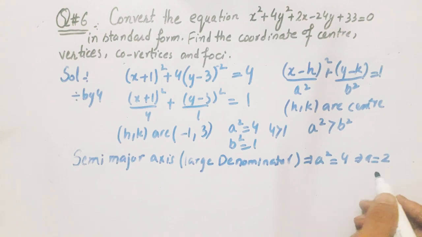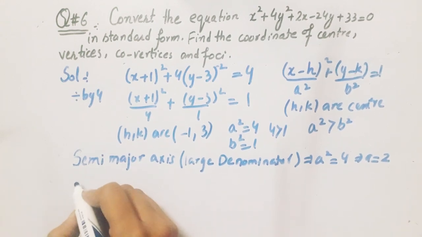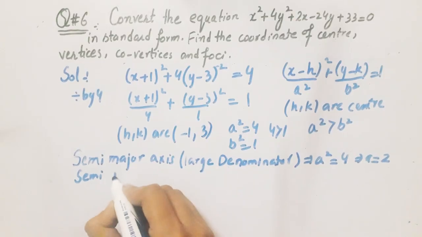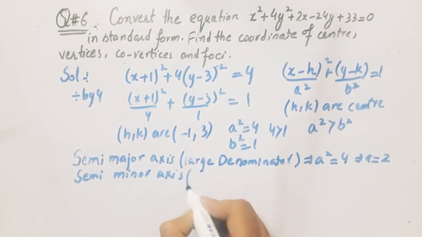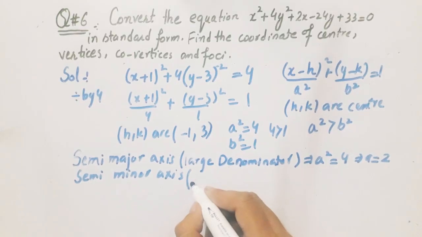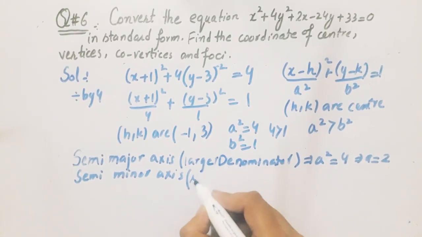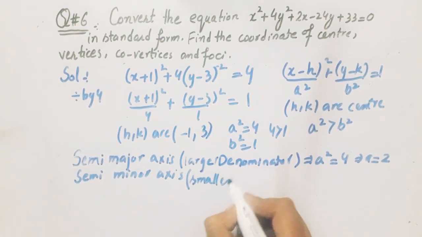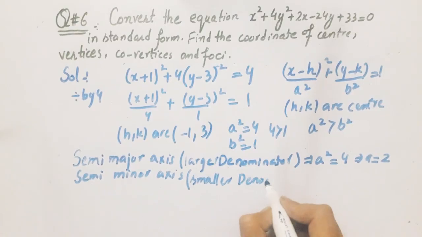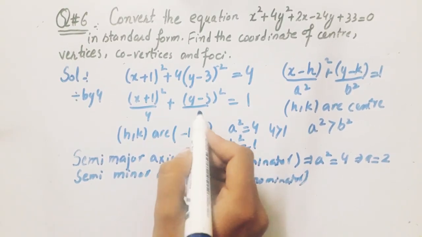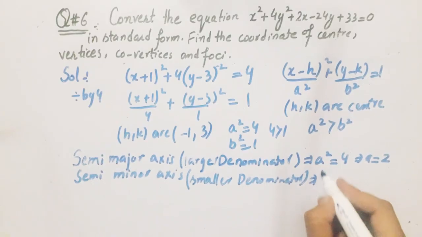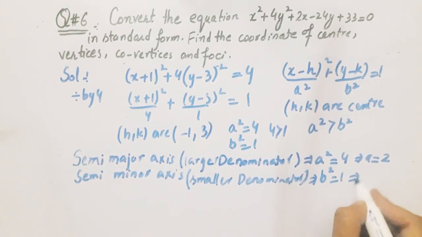So you will also find the semi-minor axis, that lies in the smaller denominator. So smaller denominator is 1. So you will write b square is equal to 1, which implies that b is equal to 1.